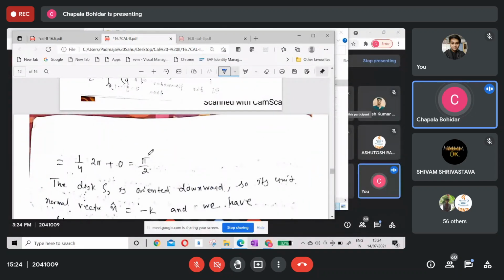I get the value. So for the S1, which one is this circle? Now for this S2.